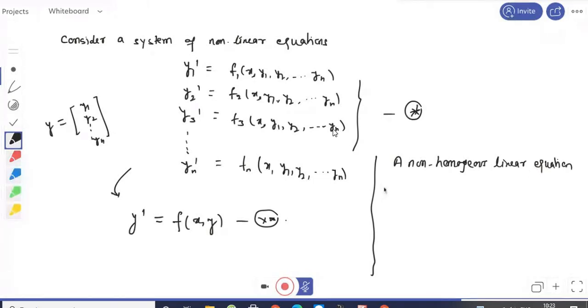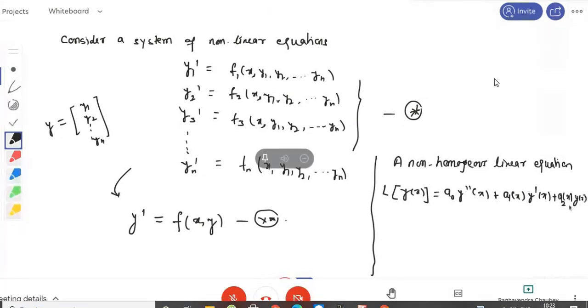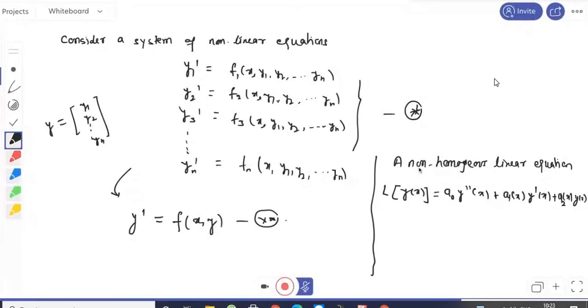If we write this as L y of x, this equals, since this is a second order differential equation, y double prime of x plus a1(x) y prime of x plus a2(x) y(x). If this equals 0, this is homogeneous. Here we consider the non-homogeneous case, so this equals a non-zero component.